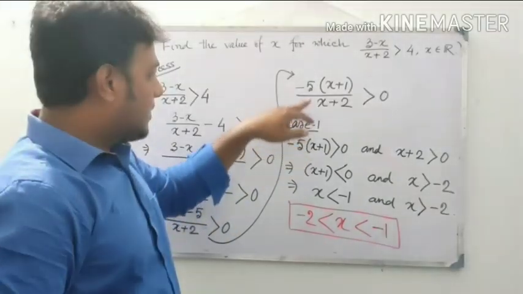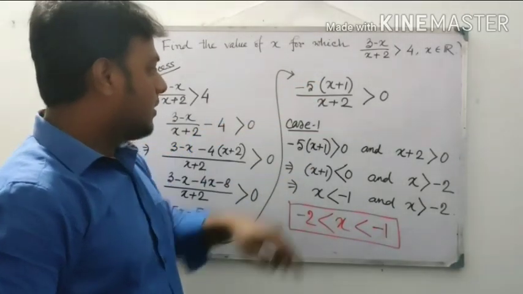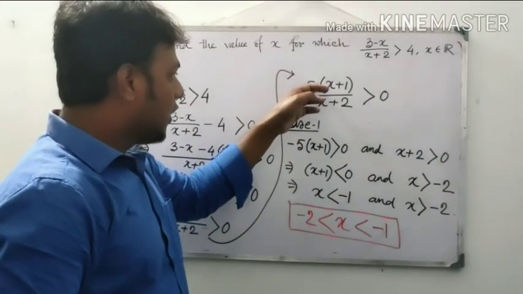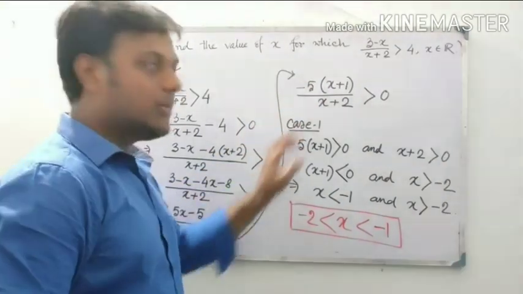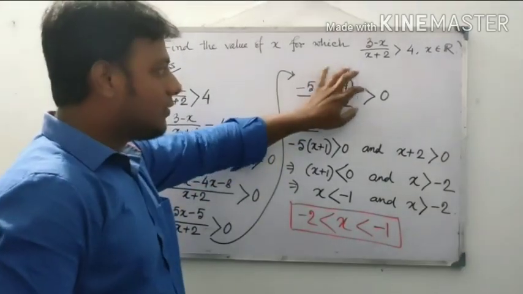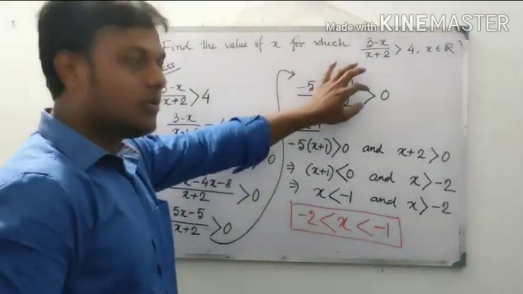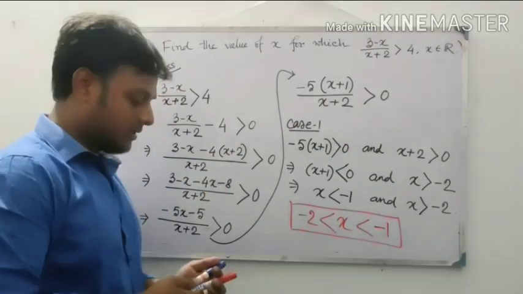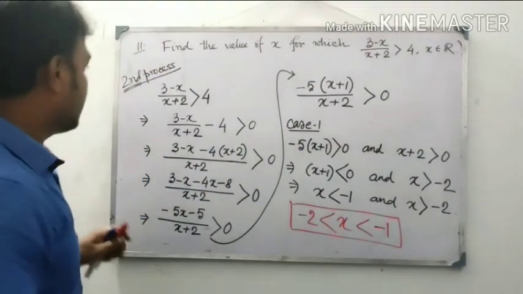In case 1 we have considered that the numerator is positive and the denominator is positive. So in case 2, if we consider numerator negative and denominator negative, then the ultimate fraction will be positive, sorry. So case 2 we have to solve now. See, the case 2 I am solving here.